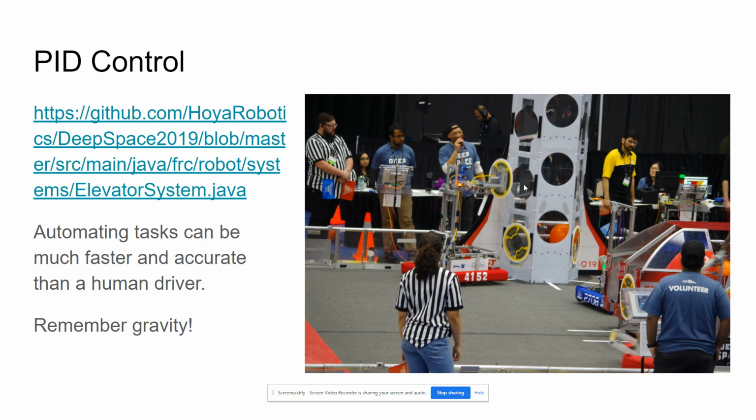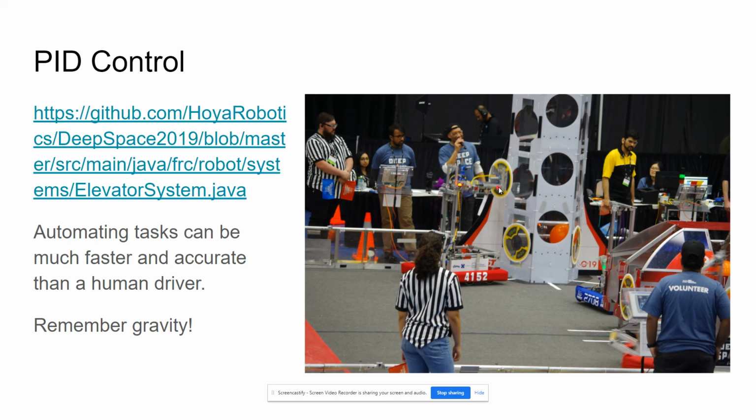He just found it was incredibly effective, and now analyzing video of matches, it definitely increased the speed that we could deliver hatch panels and cargo, because when we were doing it manually, there was a lot of up and down and overshooting, and the machine can be much faster than a human.